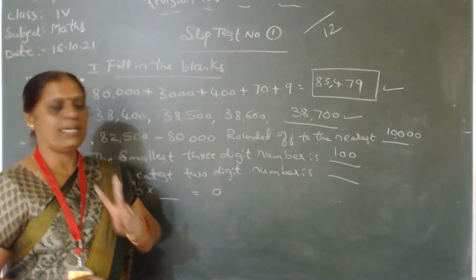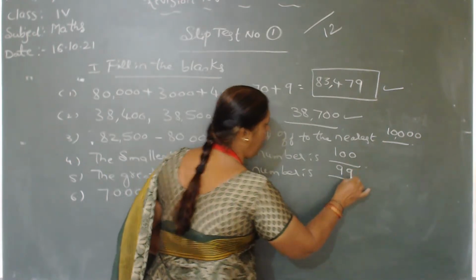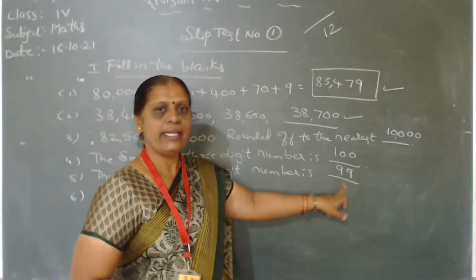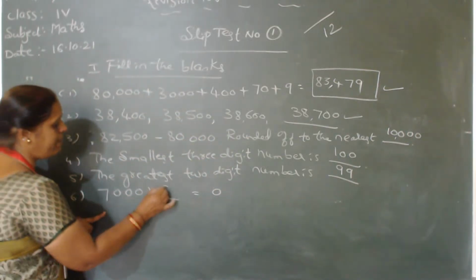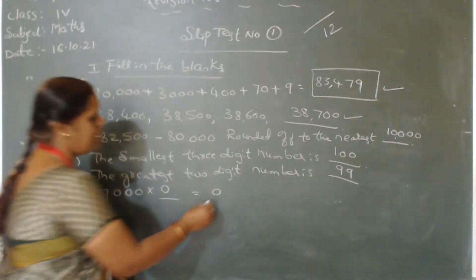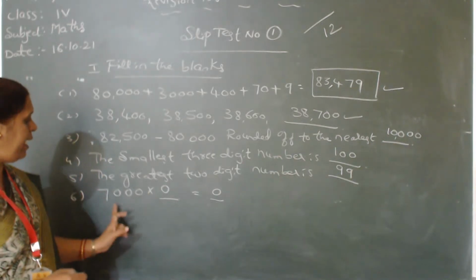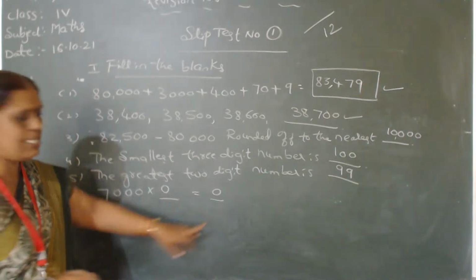Greatest 2-digit number. Which is the greatest number? The greatest digit is 9. So you have to write it 2 times, since it is a 2-digit number. So what is the formula? This is 7,000 into 0. The answer is 0. The multiplication property: any number multiplied by 0, the answer is 0.